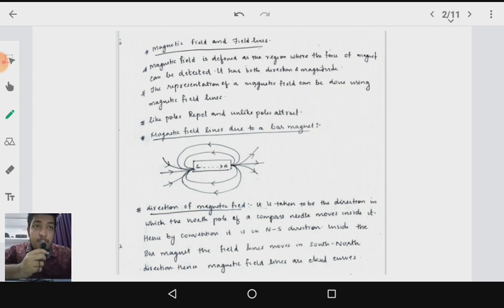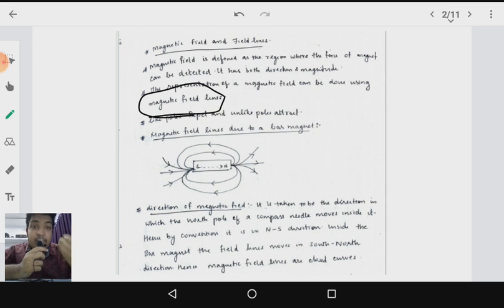Similarly, magnetic field is a region where the force of a magnet can be felt. That means if you are experiencing a magnetic field in some region, you can be sure that a magnet is nearby. That is the meaning of magnetic field. If you have to represent a magnetic field, you can do that by drawing magnetic field lines. Now how can you draw magnetic field lines? That we are going to discuss shortly.